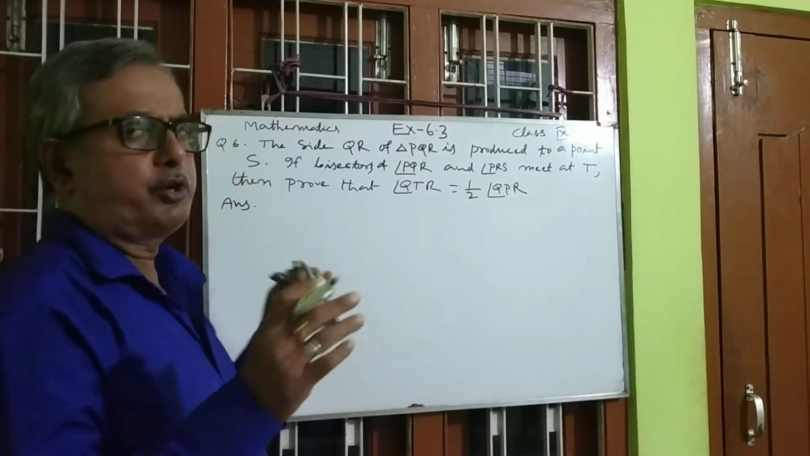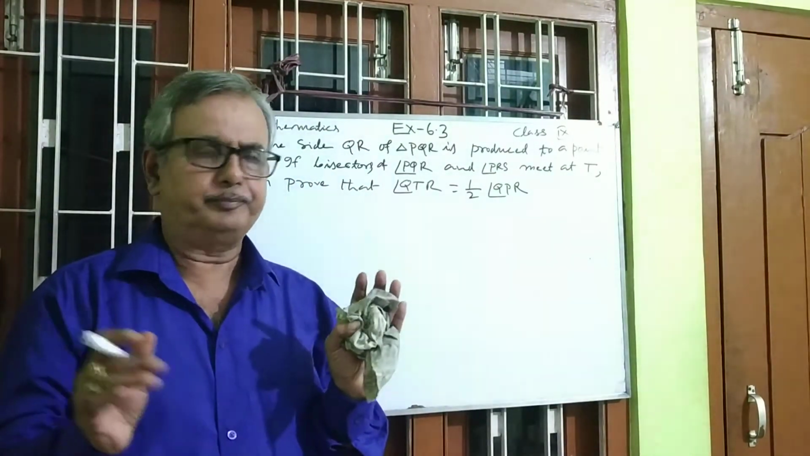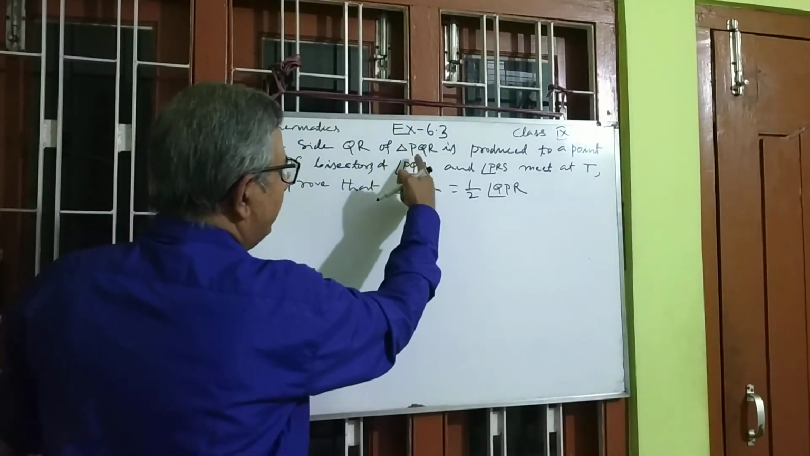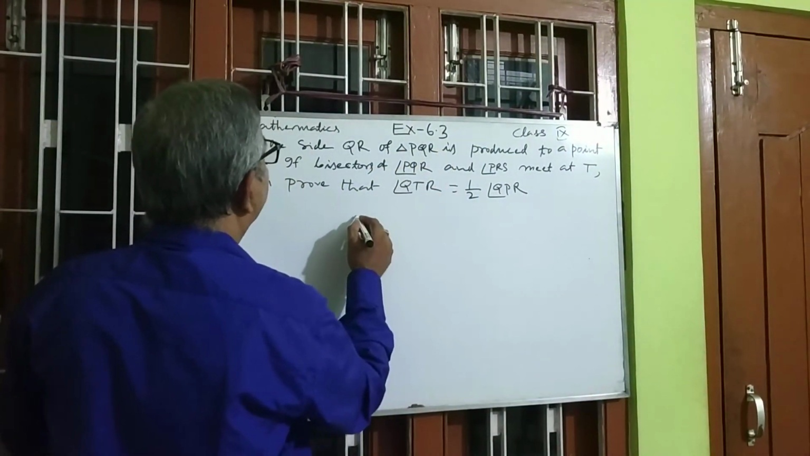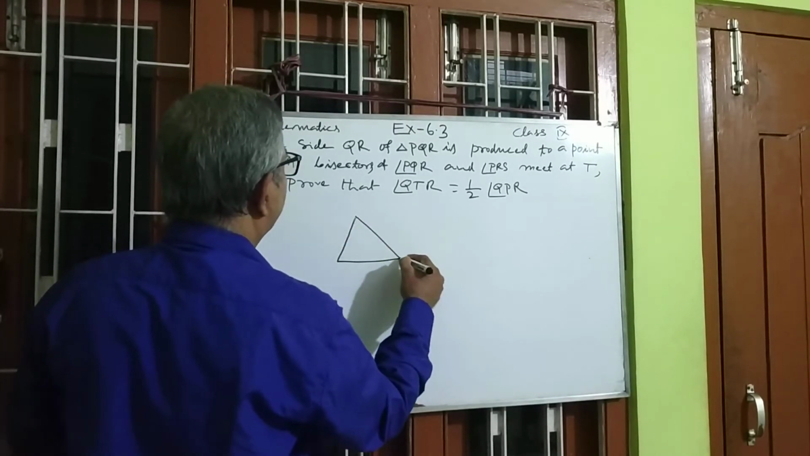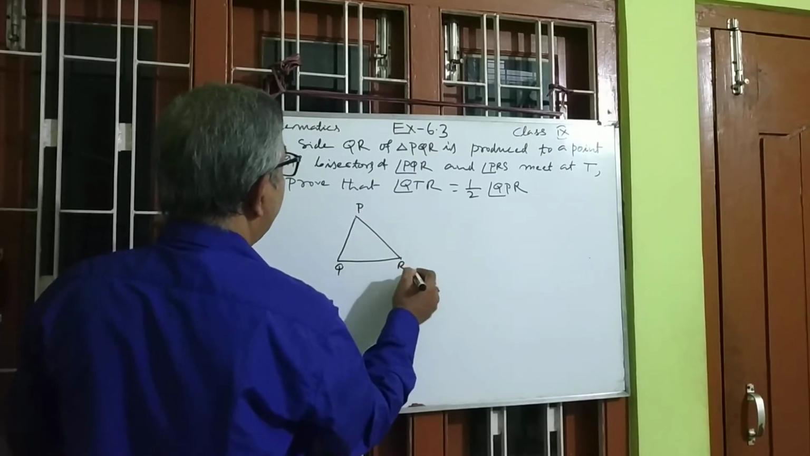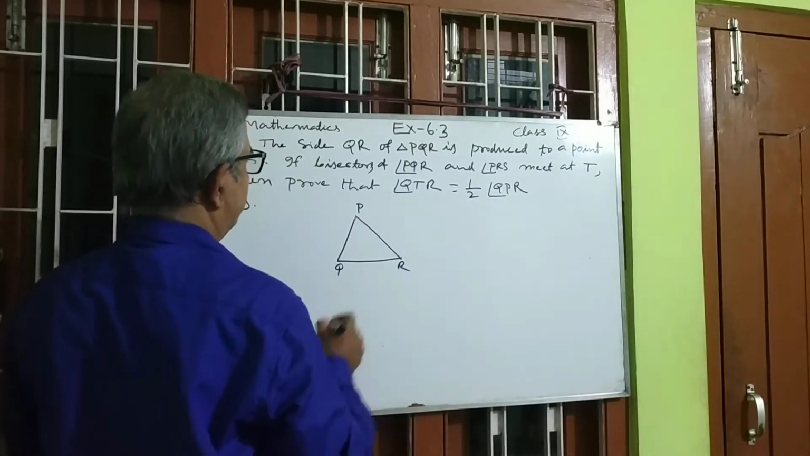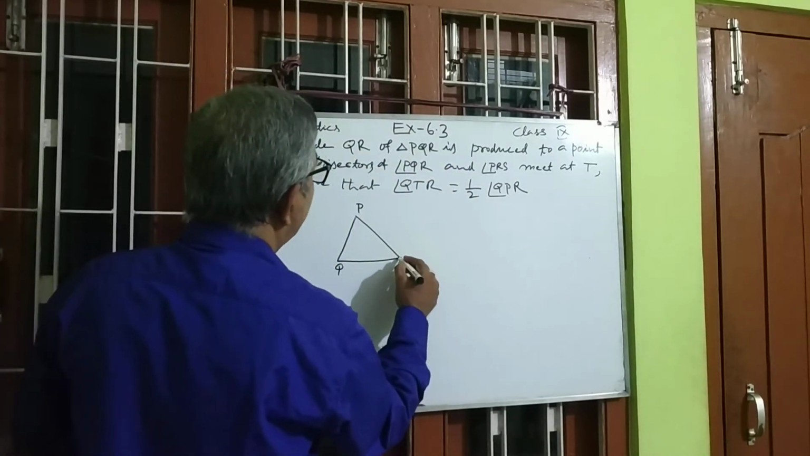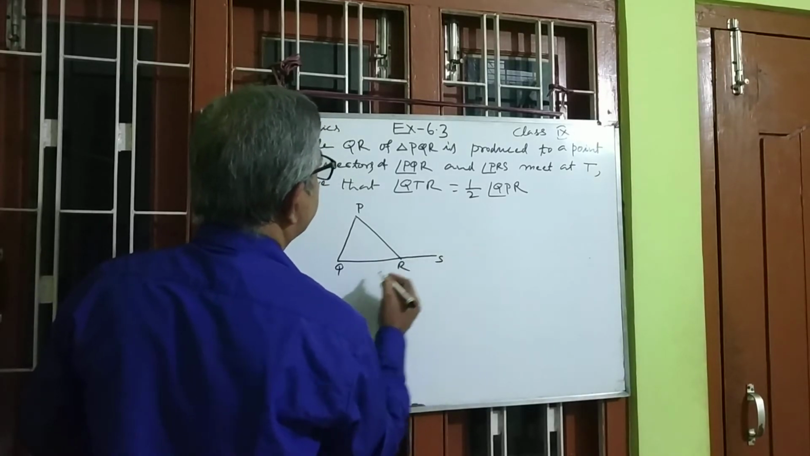First of all, we will draw the diagram, and from the diagram many things will be clear. First of all, we are going to draw triangle PQR. Which side is going to be produced? Side QR is produced, to which point? S.